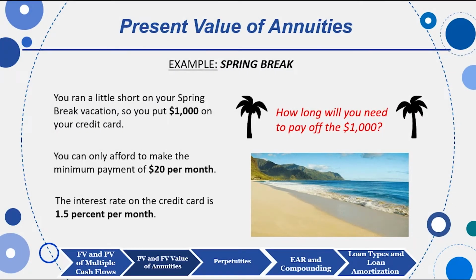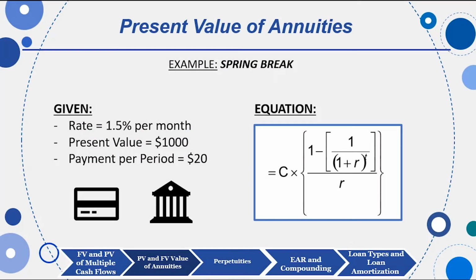Spring break, good example here. Present value annuity. This is in terms of your credit card. You're having fun on spring break at Senior Frogs, and you need to put an extra $1,000 on your credit card. Can you afford to make the payment? You can only afford to make a payment of $20 a month once you arrive back at college. Interest rate on that credit card is 1.5% per month, or about 18% per year, depending on the compounding rate. How long will you need to pay off that $1,000 of fun you just had?